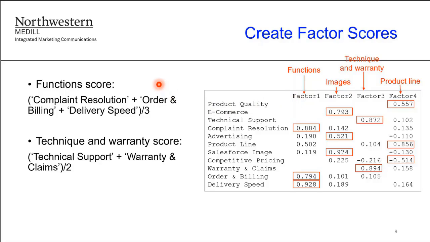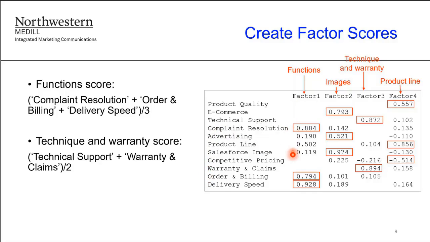So how do we get the factor score? It's quite straightforward. You just take the factor loading values and add all the factor loading values that belong to factor 1. Here, for example, for factor 1, we have three variables that belong to factor 1.